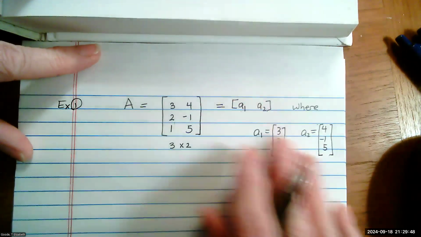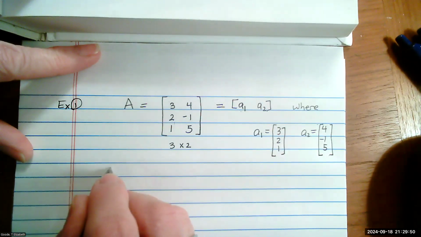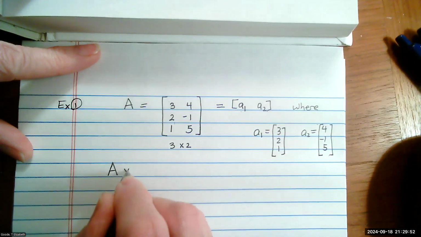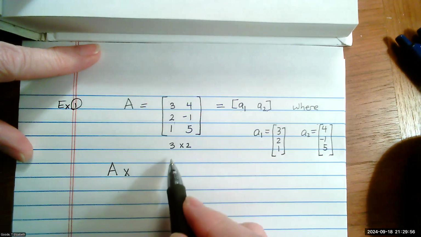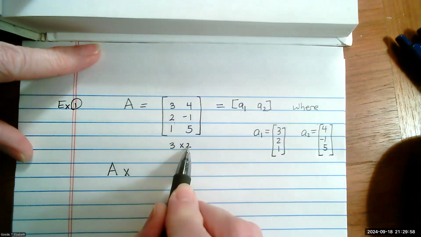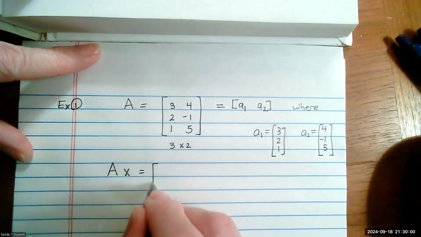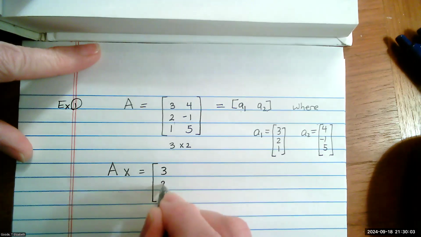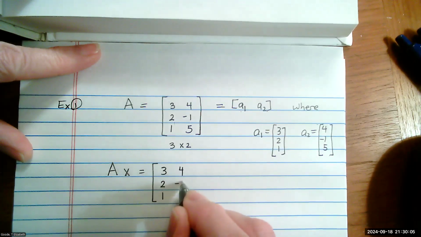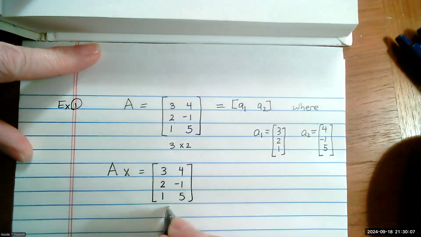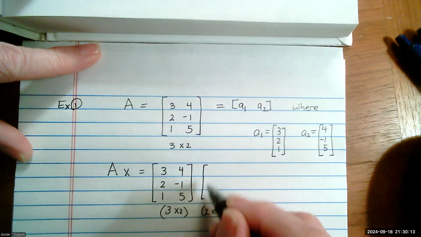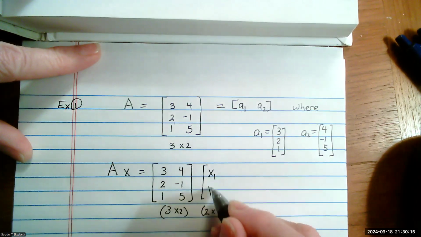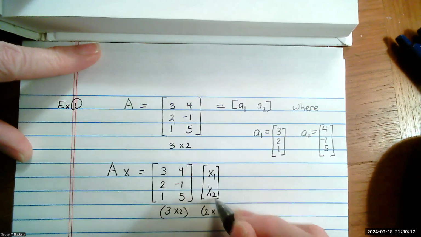All right. So when we multiply A times X, X is going to have to be a 2 by 1, because A is a 3 by 2. Right, it's 3 by 2, so it can only get multiplied by a 2 by something, and since we know X only has 1 column, it's going to have to be a 2 by 1. That's our X.